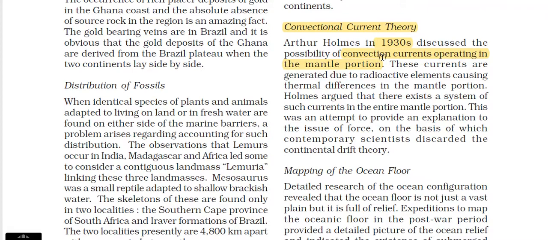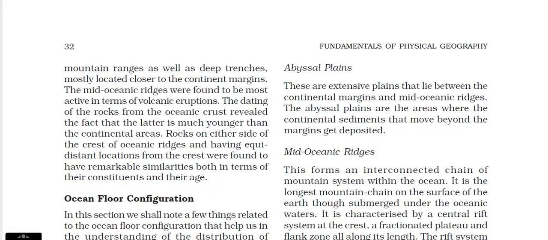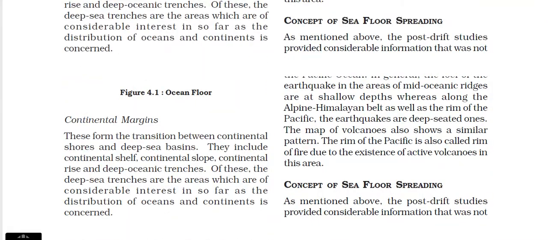In the mantle portion, these currents are generated due to the radioactive elements causing thermal differences in the mantle portions, which ultimately result in the currents, and these currents help in the drifting of the continents. So this will be the answer for point number 2 here.